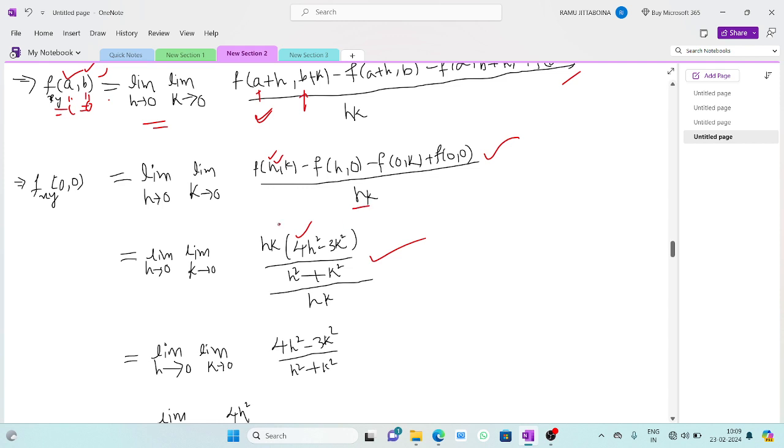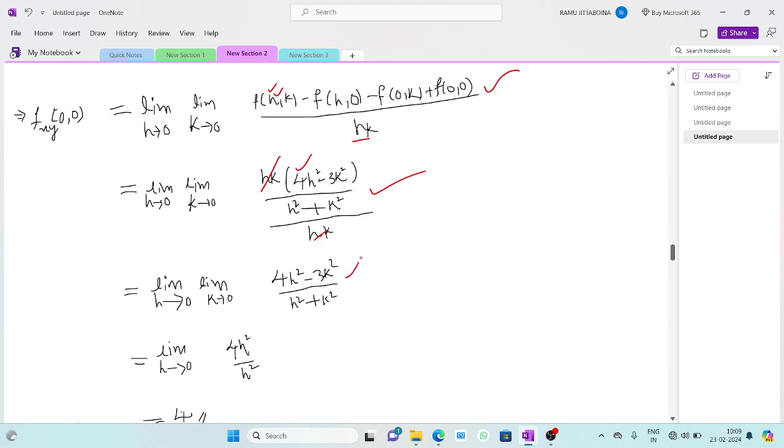And I just cancel these two hk, both are similar. If you take the reciprocal for this, you will definitely get it. hk cancel, and the remaining term is like this. So we already have limit h tends to 0 and limit k tends to 0. I just apply the limit. This is very important. You have to apply the limit first, this one.